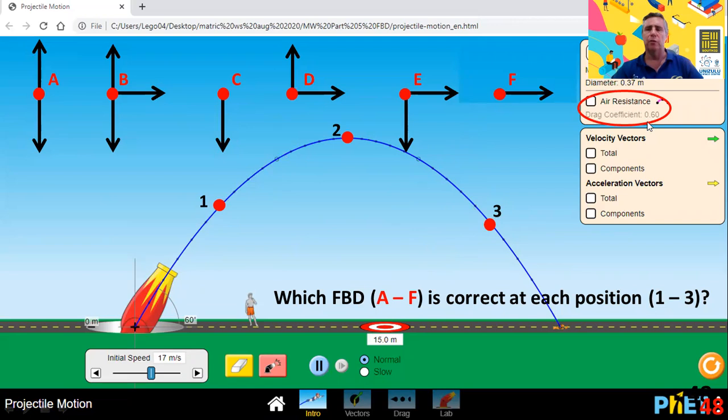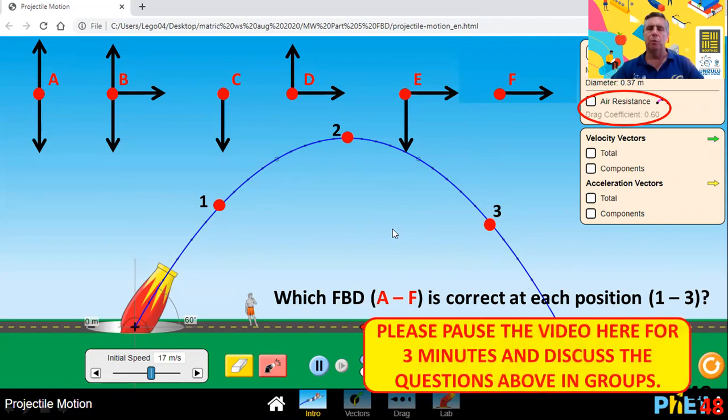Now we've set air resistance to 0, so don't worry about friction, and I want you to think about which is the correct free body diagram for the forces experienced by the ball at position 1, position 2, and position 3. Why don't you pause the video here for 3 minutes and discuss this in groups and try to choose one letter for each of these. The letters can be repeated, but see if you can come up with the correct free body diagrams.